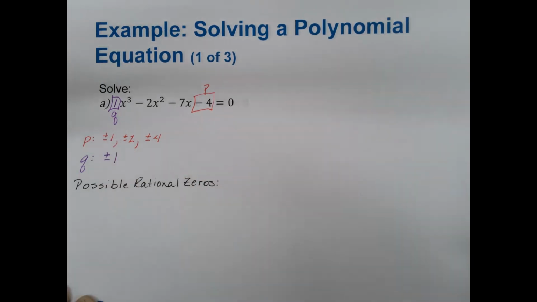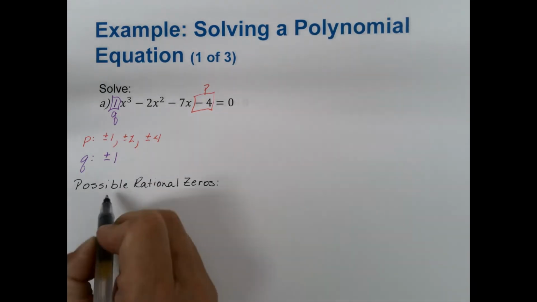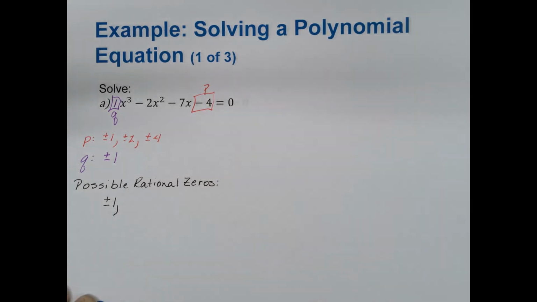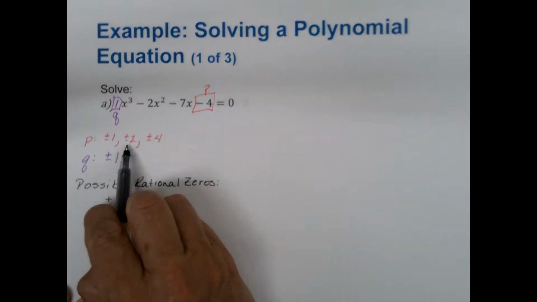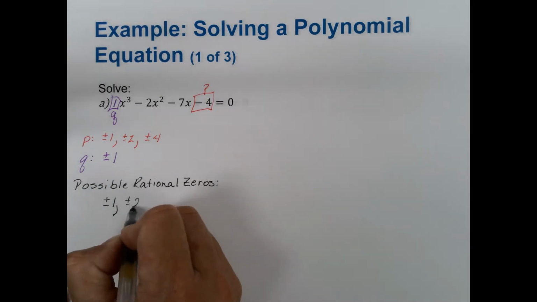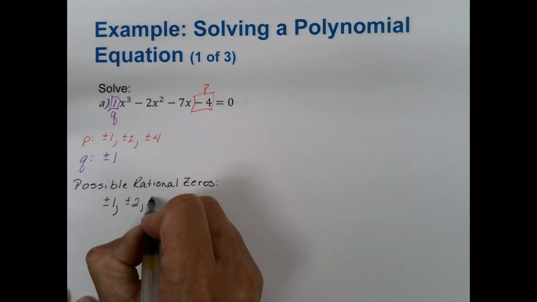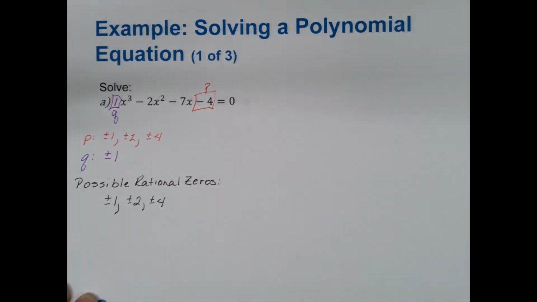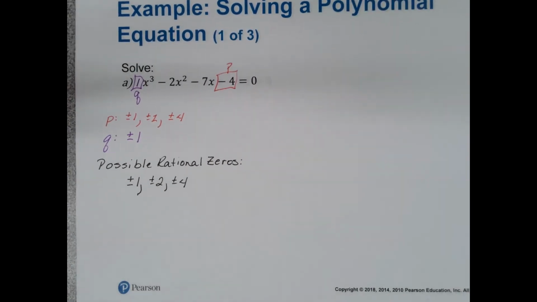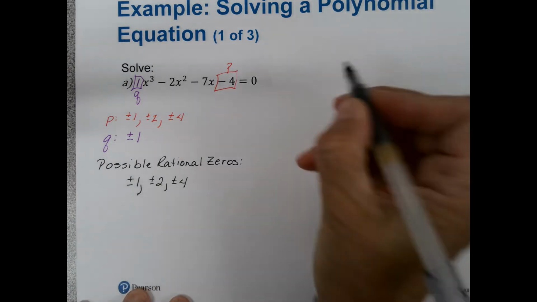If I take plus or minus 1 and put it over plus or minus 1, that's just plus or minus 1. Plus or minus 2 over plus or minus 1, that's plus or minus 2. Plus or minus 4 over plus or minus 1, that's plus or minus 4. We've got 6 options for possible rational zeros. All right, so let's see. Just process of elimination. We'll start with the negative 1.